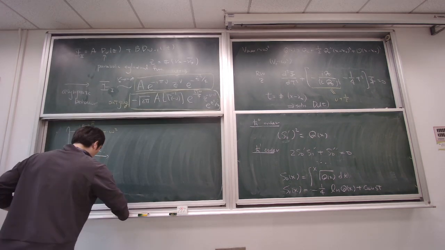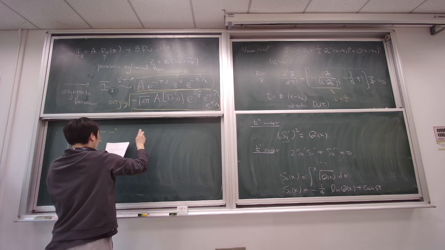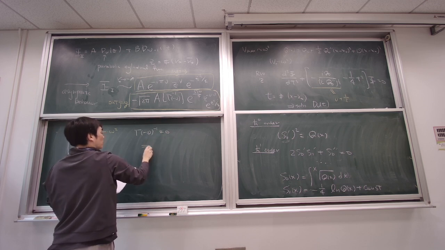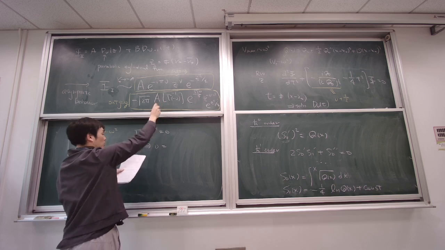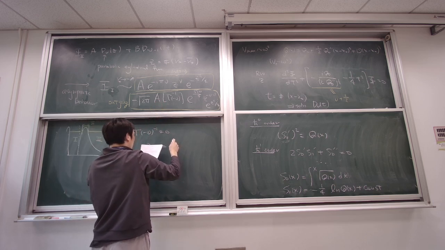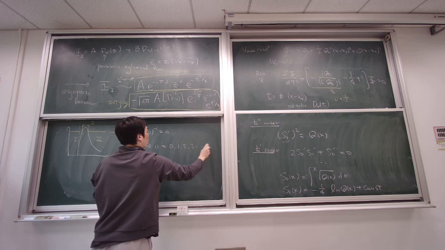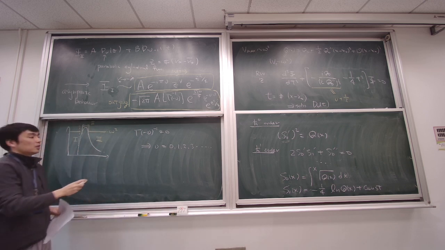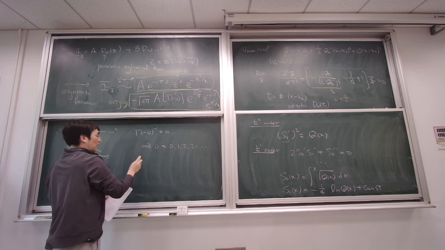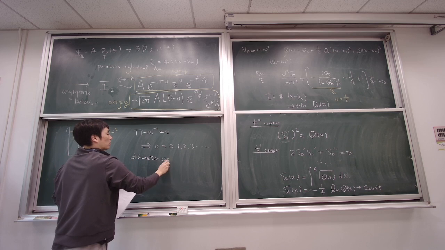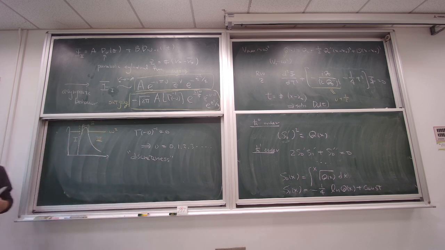To satisfy this boundary condition, we have to impose the following condition: this minus nu inverse should be 0. So this gamma function has to vanish, which means nu should be a non-negative integer: 0, 1, 2, 3, all the integers. This will give you the discreteness.